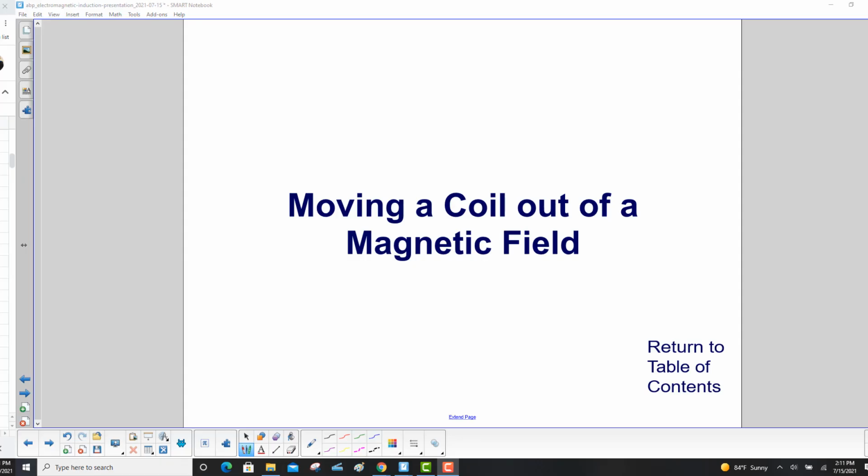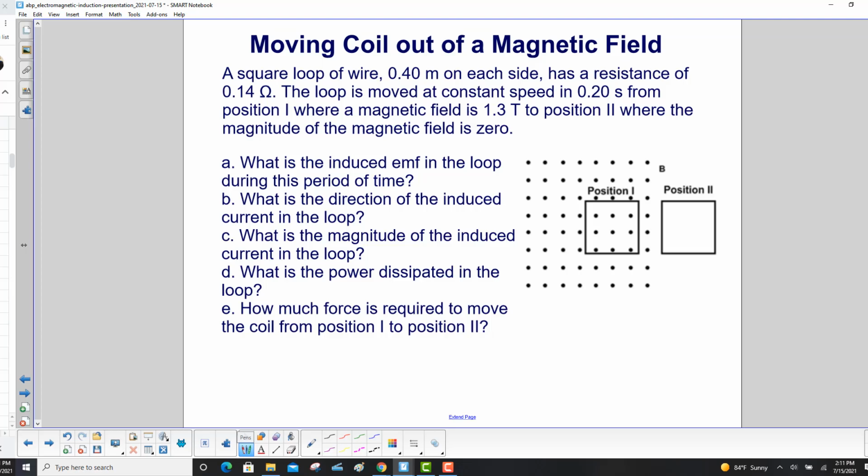Moving a coil out of a magnetic field. A square loop of wire, 0.40 meters on each side, has a resistance of 0.14 ohms. The loop is moved at a constant speed in 0.20 seconds from position 1, where a magnetic field is 1.3 Tesla, to position 2, where the magnitude of the magnetic field is 0.